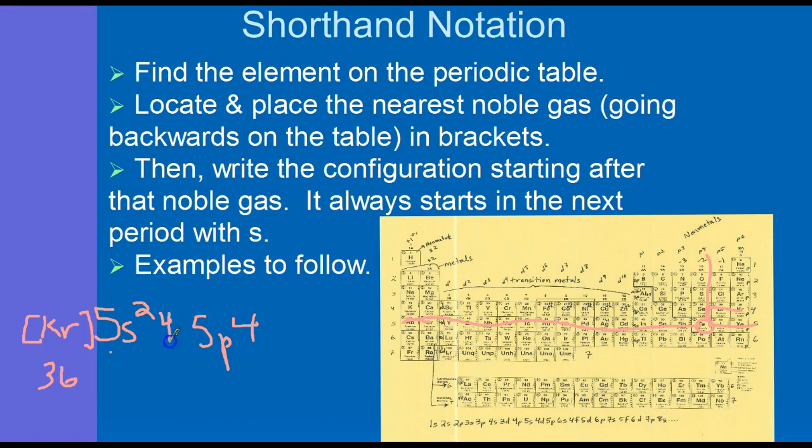I may not have enough space in here. And d's can hold a max of 10. Now, does that add up to 52? So 36 plus 2 is 38, plus 10 is 48, 49, 50, 51, 52. It did add up. So the 36 plus the 2 plus the 10 plus the 4 added up to 52. So we were good. And I just went to my squiggly chart to get this one. So krypton, 5s2, 4d10, 5p4.